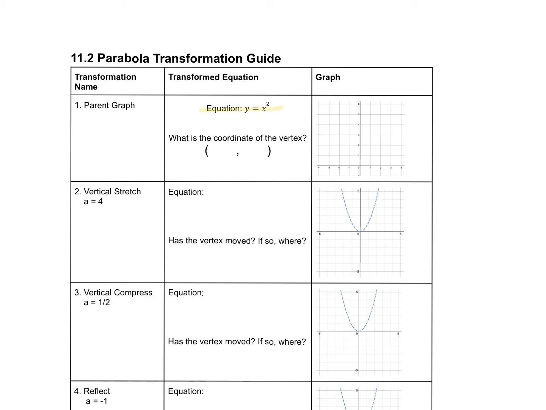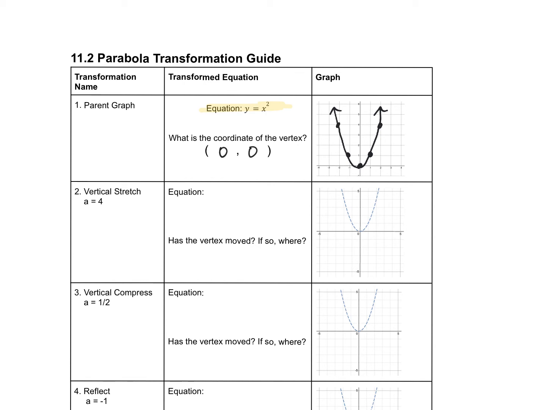So parent graph is y equals x squared. We can quickly just graph that parent graph. So the parent graph always starts at 0, 0. If I square 1, it's 1. If I square 2, it's 4. And then obviously there's a line of symmetry, so I'm going to sketch that in. The vertex of a parent graph, the coordinates are 0, 0.